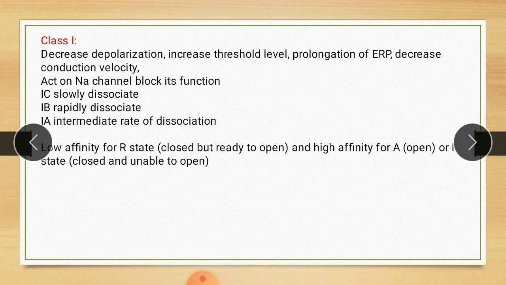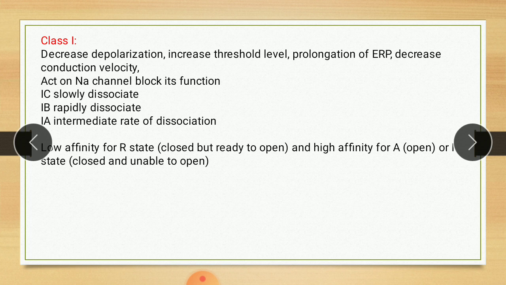So class 1 is divided into 3 types based on the ease with which they dissociate from the sodium ion channel. Class 1C are the most potent sodium channel blockers. They slowly dissociate from the sodium channel, causing slowing of conduction time of the impulse through the heart. Class 1B dissociate rapidly from the sodium channel and have the lowest potency as sodium channel blockers. Class 1A have an intermediate rate of dissociation from the sodium channel. So here the subclasses are divided based on the rate of dissociation of the drug from the sodium channel.